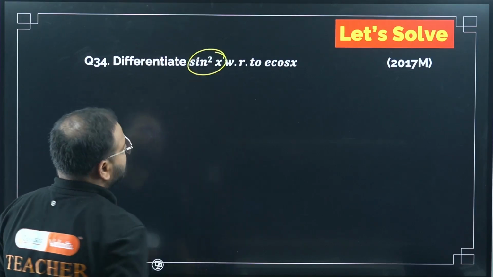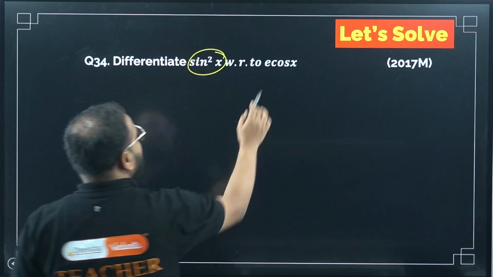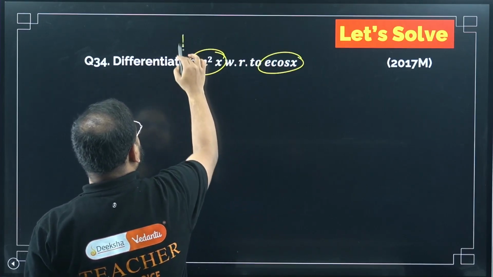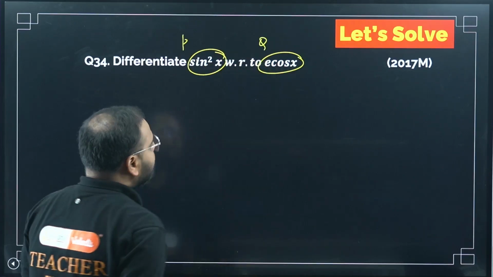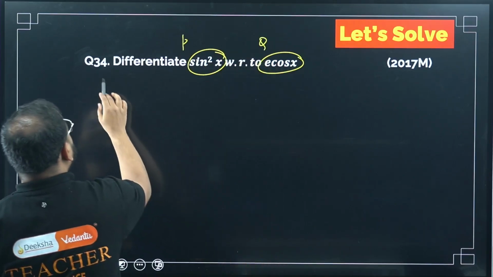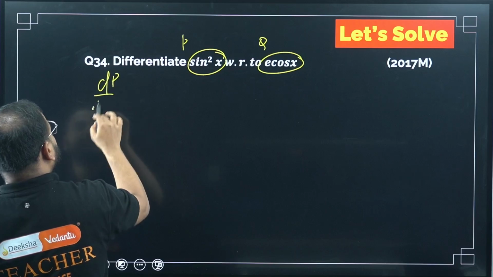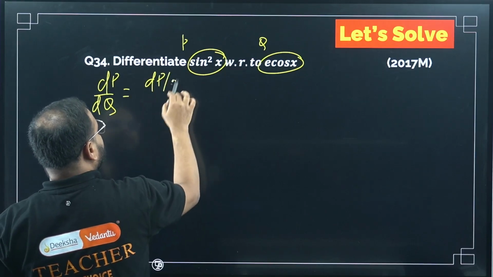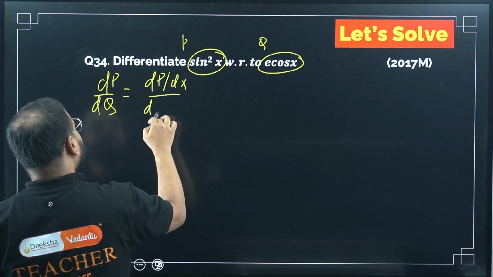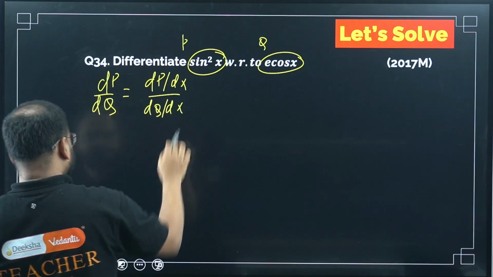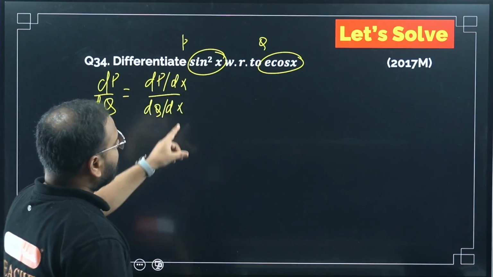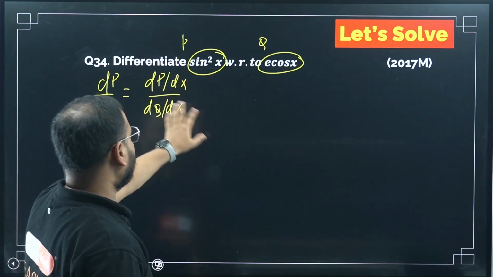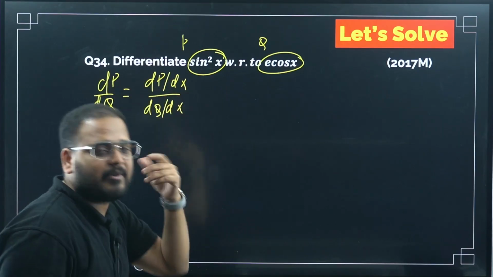Simple. Moving on. Chaliye. Again, differentiate sin square x with e cos x. Okay. So let's take this as p and this as q. So what are they asking basically? They are asking us to find dp by dq. How will I write it? dp by dx upon dq by dx. This is what? Differentiating a variable with respect to another function. Alright. So again what I'm using? Parametric form only.